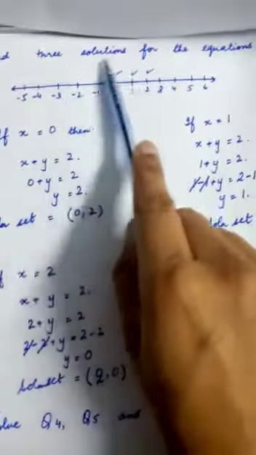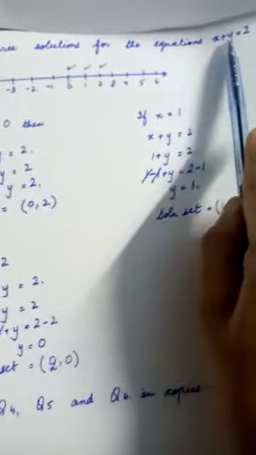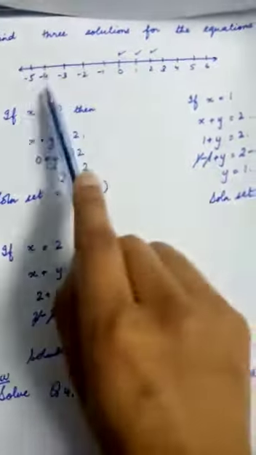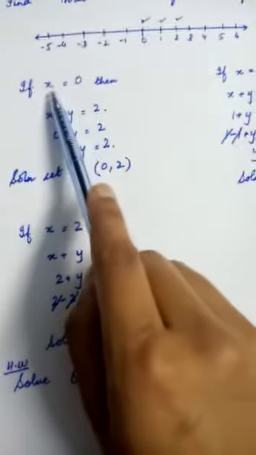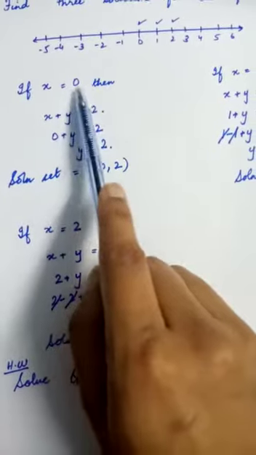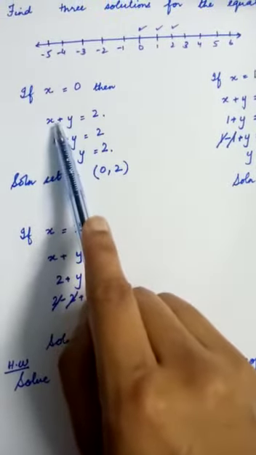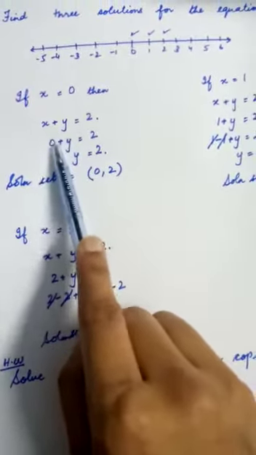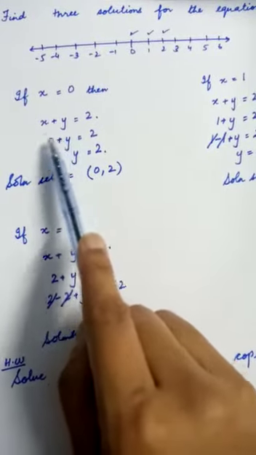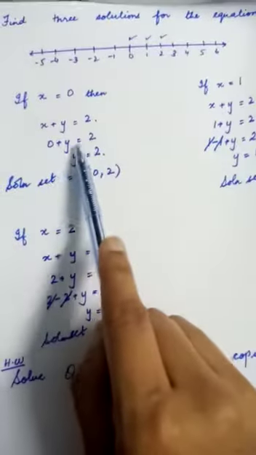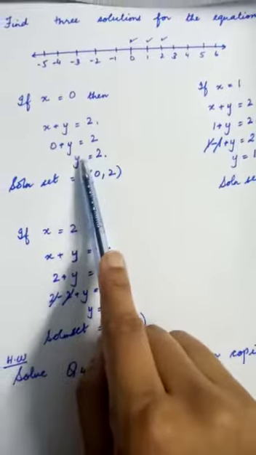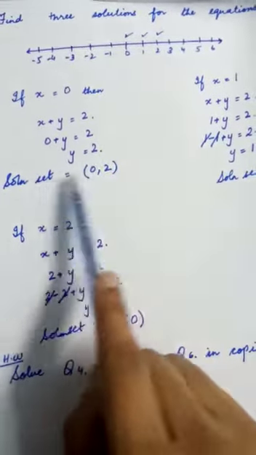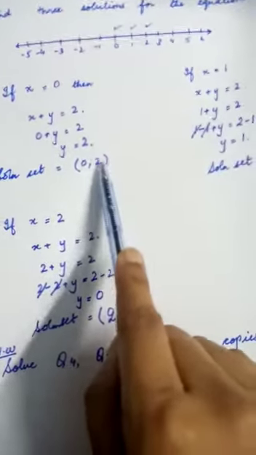Then question number 3 is find 3 solution sets for the equation x plus y is equal to 2. So again draw a number line. Here I have drawn it till 6, and you can represent it in this way. Then if we take the value of variable x is equal to 0, then putting the value of the variable x, x plus y is equal to 2. So 0 plus y is equal to 2. Therefore value of y is 2. Solution set comes out to be 0, 2.